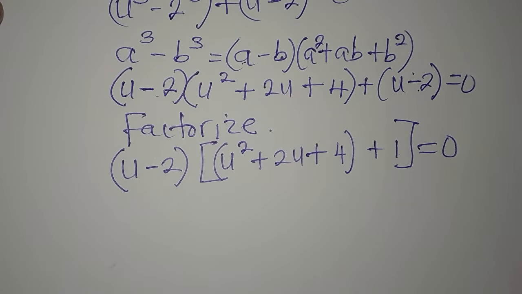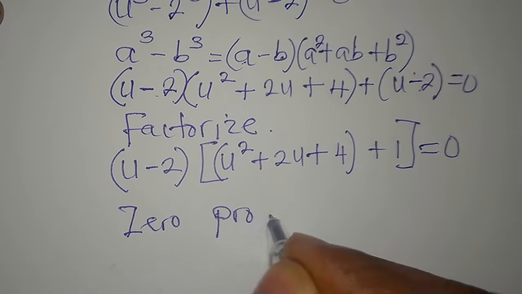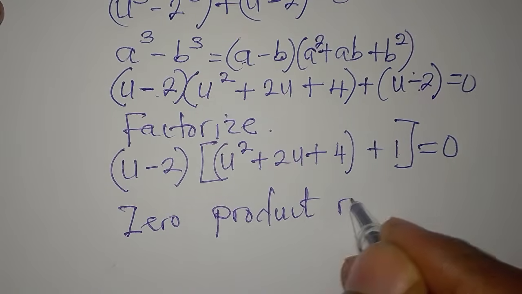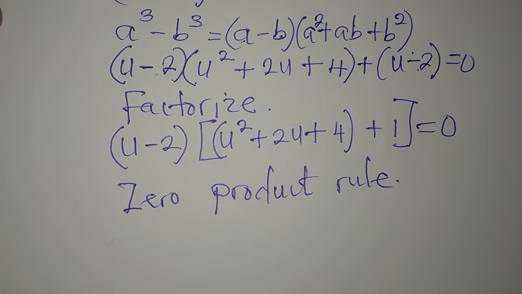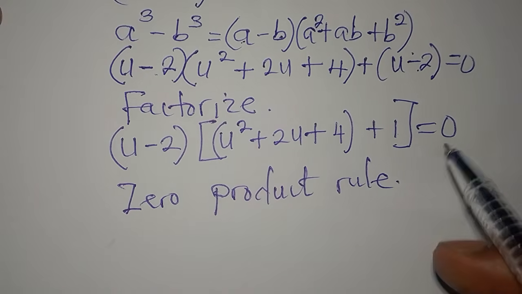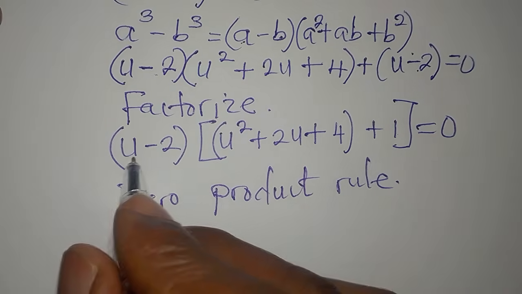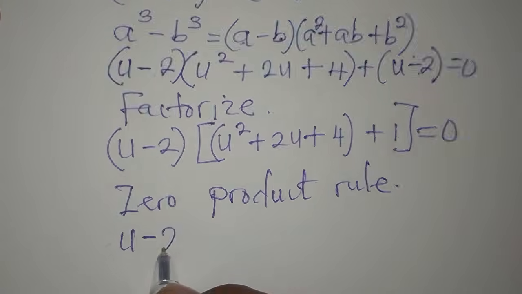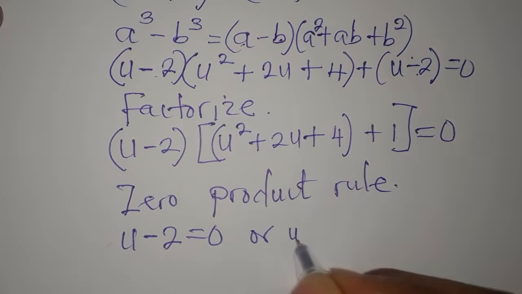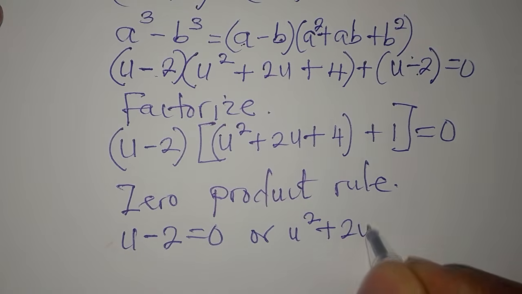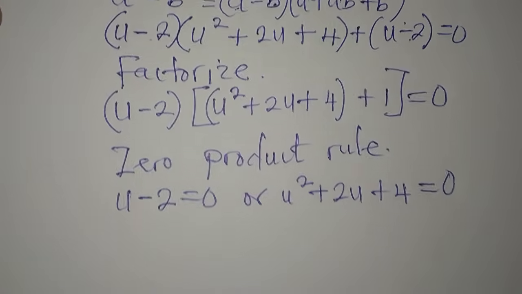To proceed, we are going to apply the zero product rule. And what does the rule say? The rule says that if you multiply two terms to get 0, one of them must be 0. So u minus 2, we can say it is 0, or what we have here, u squared plus 2u plus 4 is equal to 0.